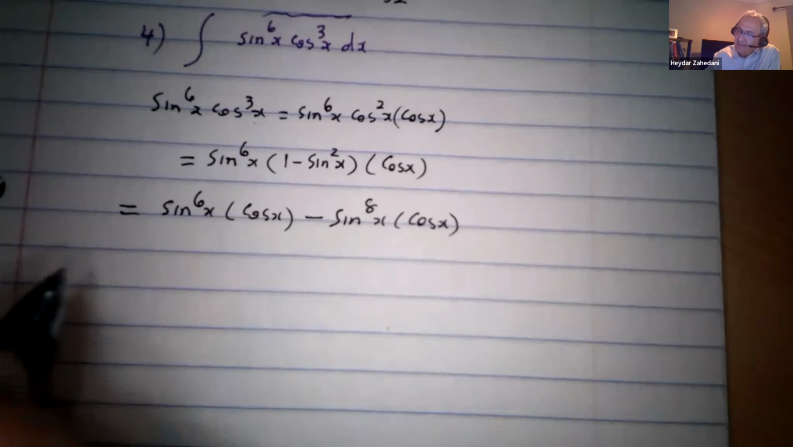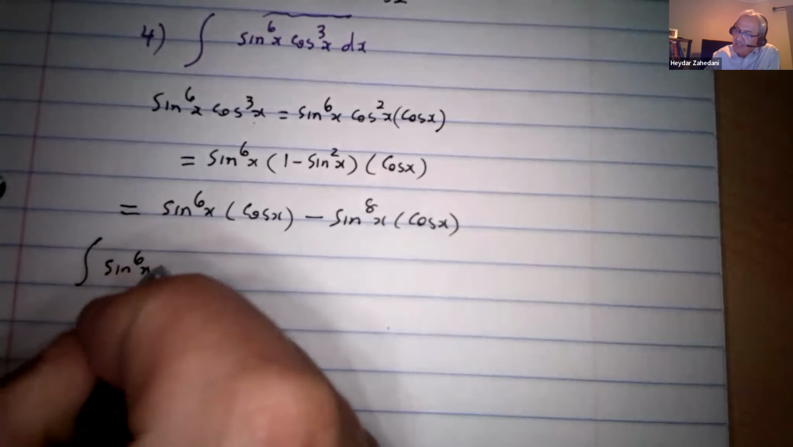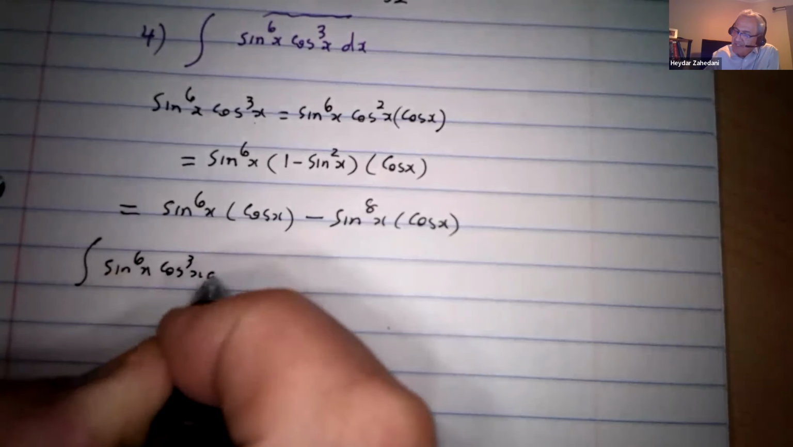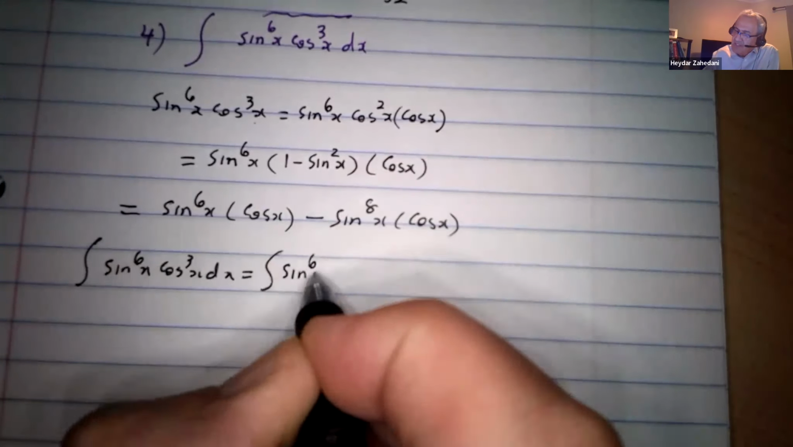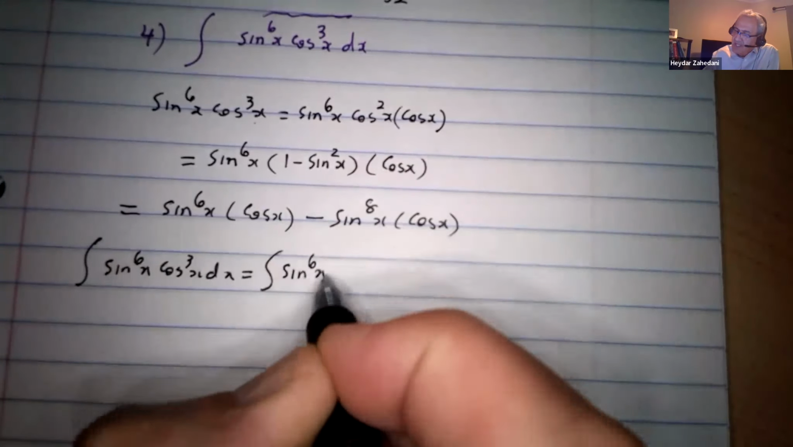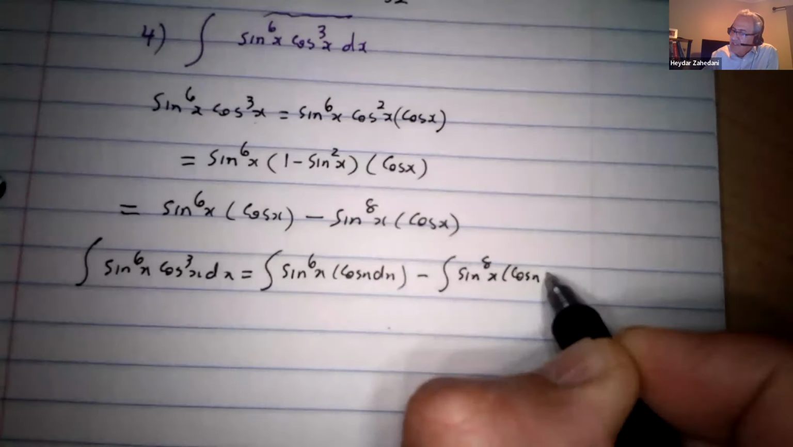Go back. Remember, originally, you'll be given this one, sine to the 6x cosine cubed of x dx. So it's going to be what? It's going to be sine to the 6x cosine x dx minus sine to the 8x cosine x dx. You see, u prime, u all over the place. This is it. You take u to be sine. That's the formula that we talked about. And this is going to be your u prime or the du.